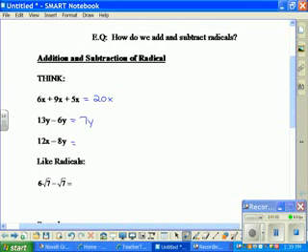Can't do it. Why? Good. So you're going to leave it the way it is. You can't combine them because they're not like terms. Well, when we get into radicals, in order to combine them, in order to add and subtract them, we need something called like radicals. Okay?